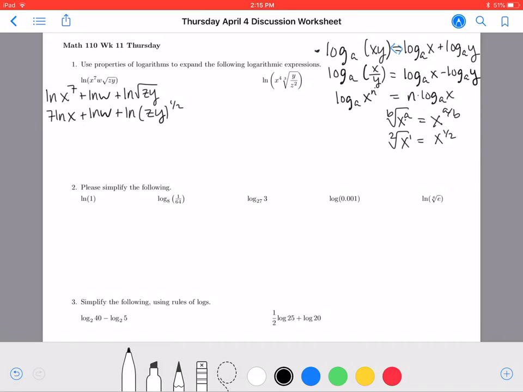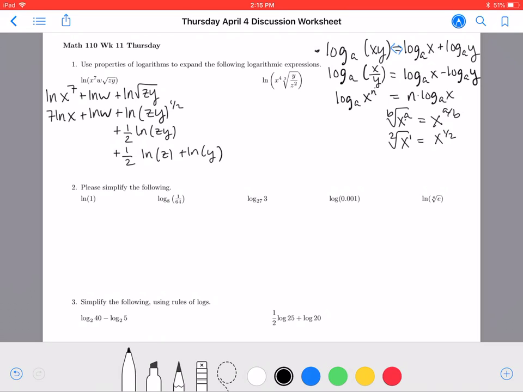Okay, then I'm going to continue on. I'm going to leave these two alone for now in the front because they're pretty much expanded. They are good to go. This next one has an exponent, so I'm going to bring the 1/2 down in front of the natural log. And then because these are being multiplied, I'm going to rewrite it as natural log z plus natural log y.